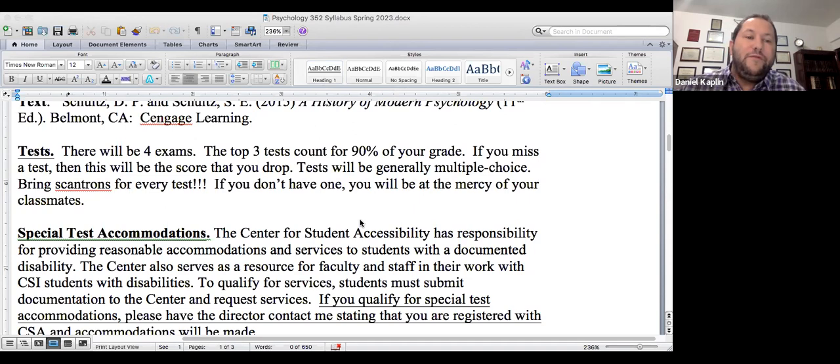In terms of tests, I usually mention that if anyone has a particular accommodation, please let me know, right? Because in order to be able to benefit from that accommodation, I need to be able to set it up so that you can. You don't need to tell me why you have an accommodation. All you need to do is tell me what your accommodation is, and I will make sure to link up with the Center for Student Accessibility to make sure you get what you're entitled to.